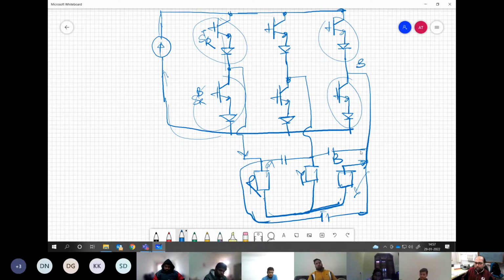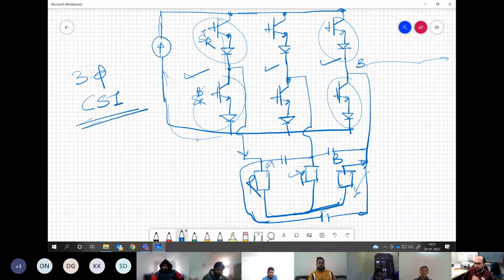Something like this, so making the load a little bit voltage stiff. This is the arrangement for the current source converter, and you can have many more phases. You can keep increasing more branches and achieve a multi-phase CSI. So this is the three-phase CSI. Fine.